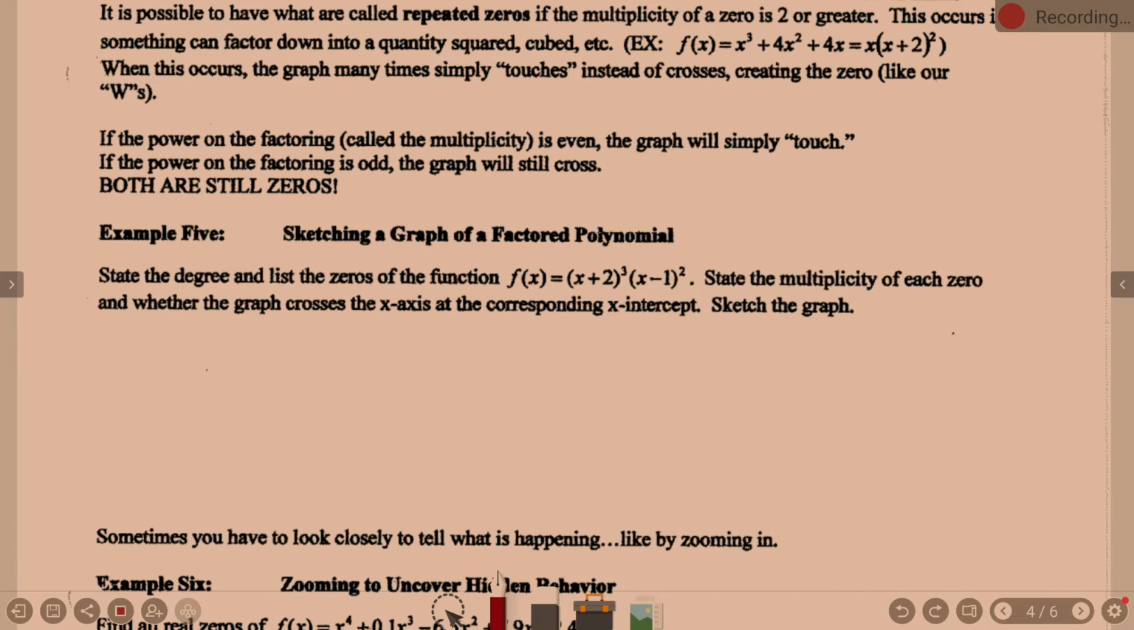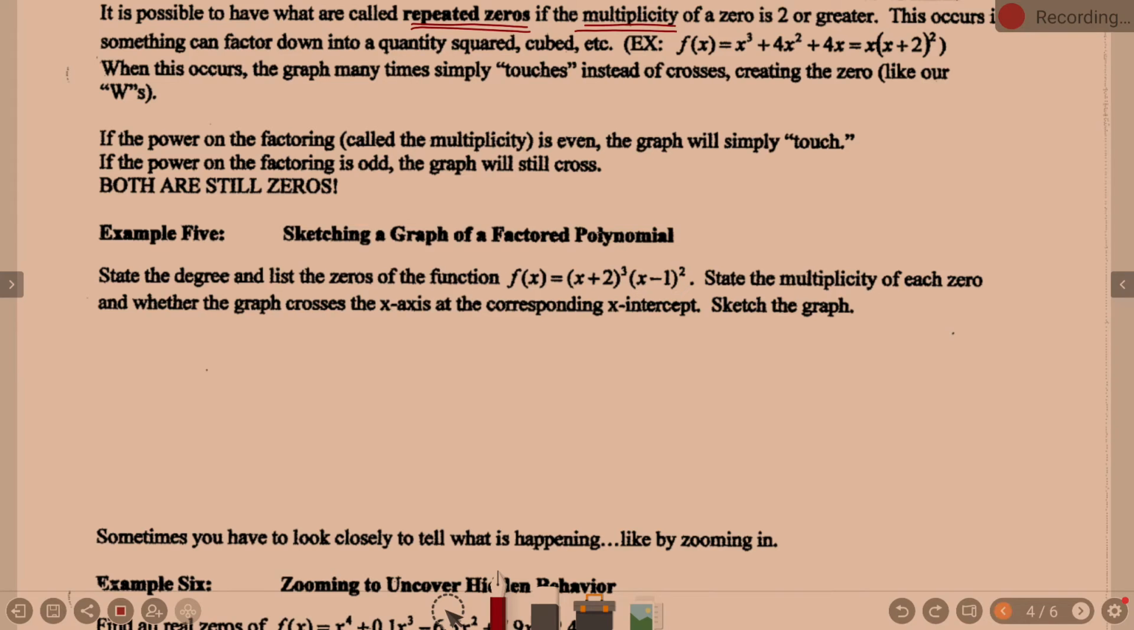Okay. It is possible to have what are called repeated zeros. So we just talked about zeros where our graph goes through that point, right? So it's possible to have repeated zeros, and that is all based on the multiplicity of a zero, which I believe I threw that word out there and we talked a little bit about it in Algebra 2 last year. I'm not sure it went over well in Algebra 2 though, okay?